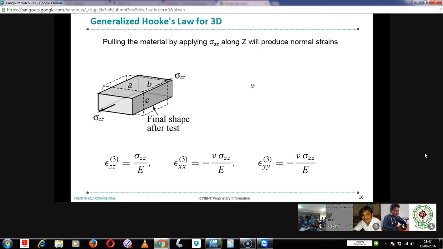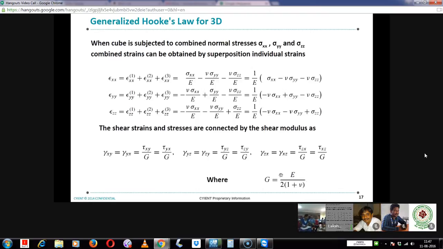If you apply stress along the z direction, strain will be developed in the z direction, and the Poisson's ratio effect is seen in the x and y directions. So when you try to combine all these strains, the strain along x will have three components. One is from the stress along the x direction, another is from the strain coming from the y direction pull, and another from the z direction pull. So all these three are combined.